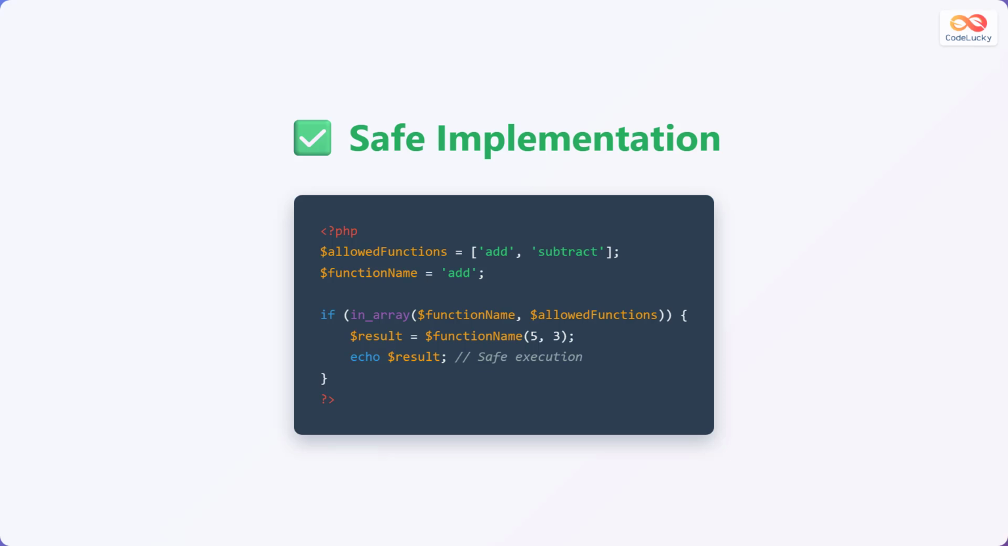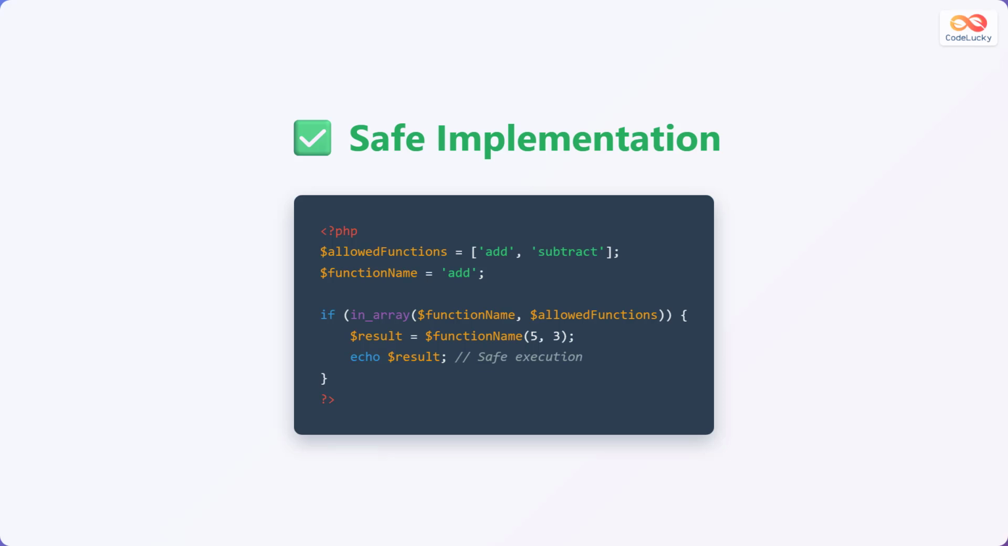To implement variable functions safely, create a list of allowed function names. Then, before calling a function using a variable, check if the function name is in the allowed list. If it is, then it's safe to execute. This ensures that only pre-approved functions can be called, preventing potential security vulnerabilities.